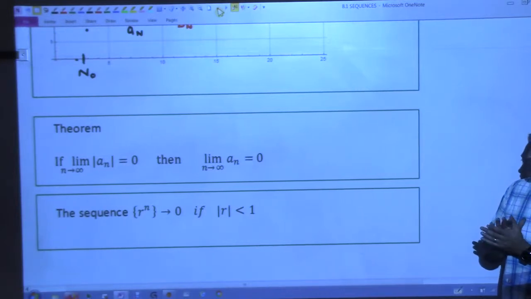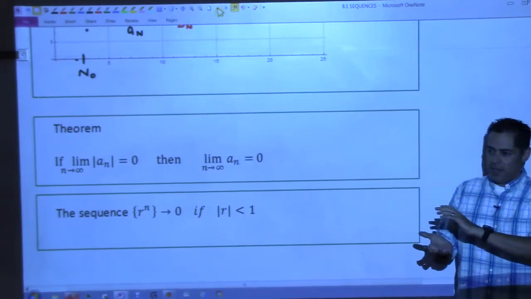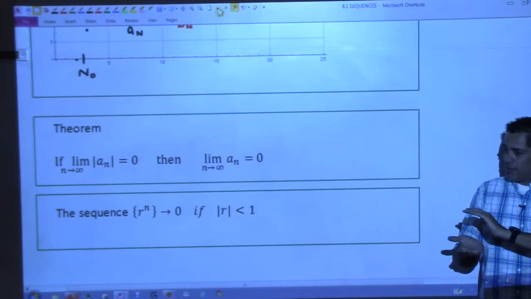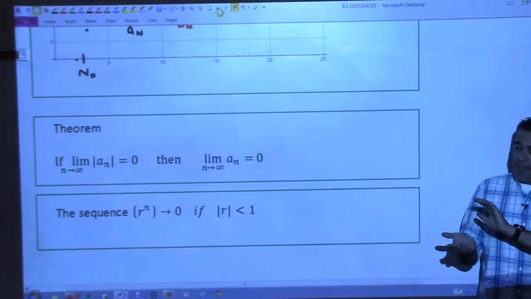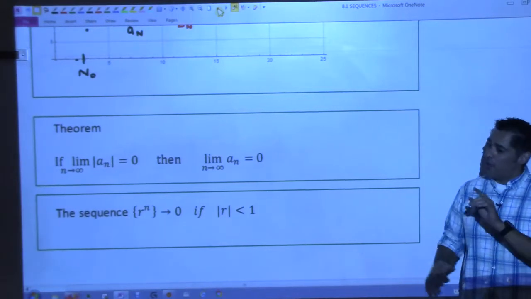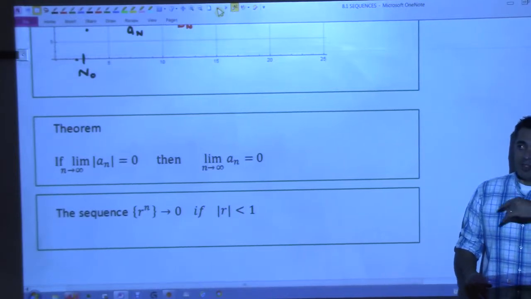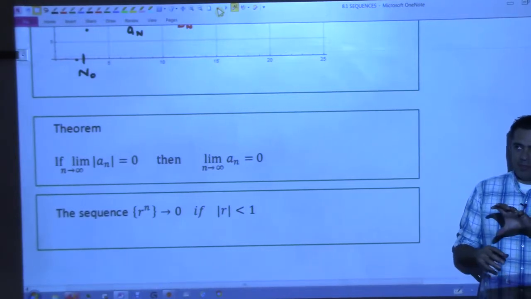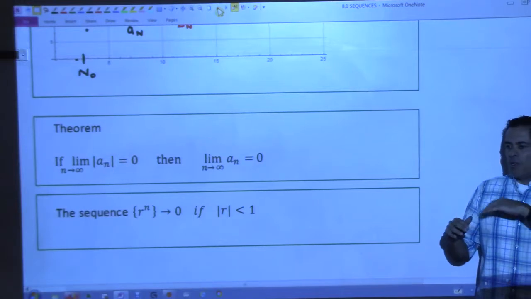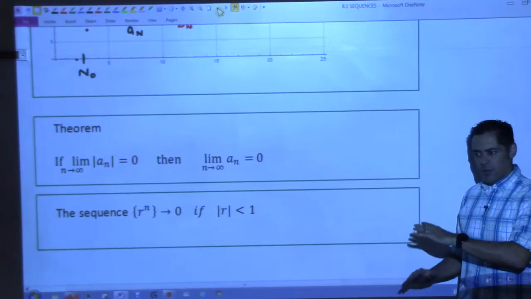The major problems of this chapter are going to be, I'm going to give you something, and I'm going to say, tell me if it converges or diverges. And that's all I want to know. I don't even want to know what it converges to. I just want to know if it converges or diverges. And to do that, you're going to have to figure out one of like 8 different ways to approach it.